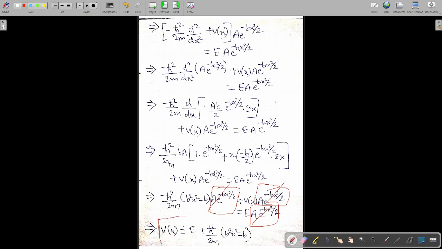You will separate out V of x. After solving the algebraic expression, you will separate out V of x to one side and all other terms to the other side. So basically you will get the potential energy function, or potential function, like this. In this way this problem has to be solved.